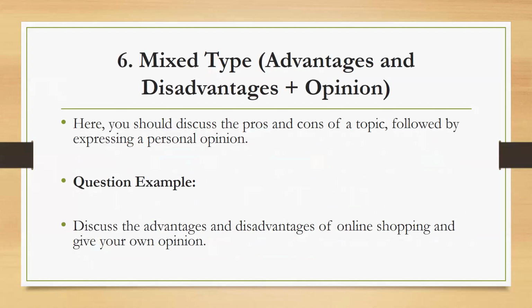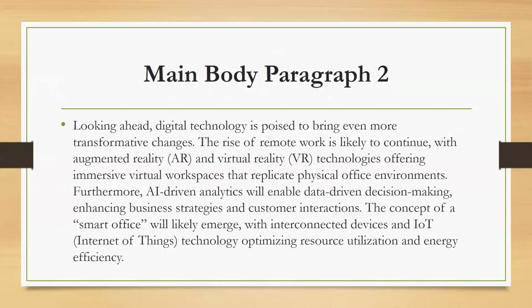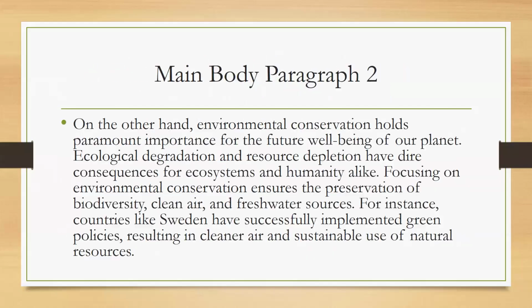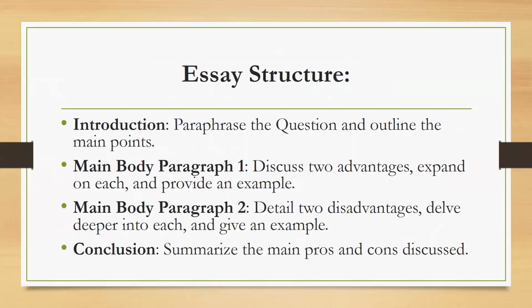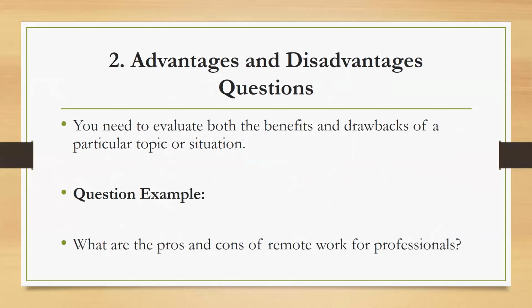Number 6, next type of question, where you'll be required to discuss advantages and disadvantages, but this time, state an opinion. The last type, advantages, disadvantages we saw, let me go back. Here, you only discuss the advantages and disadvantages, the pros and cons. You don't take a position.